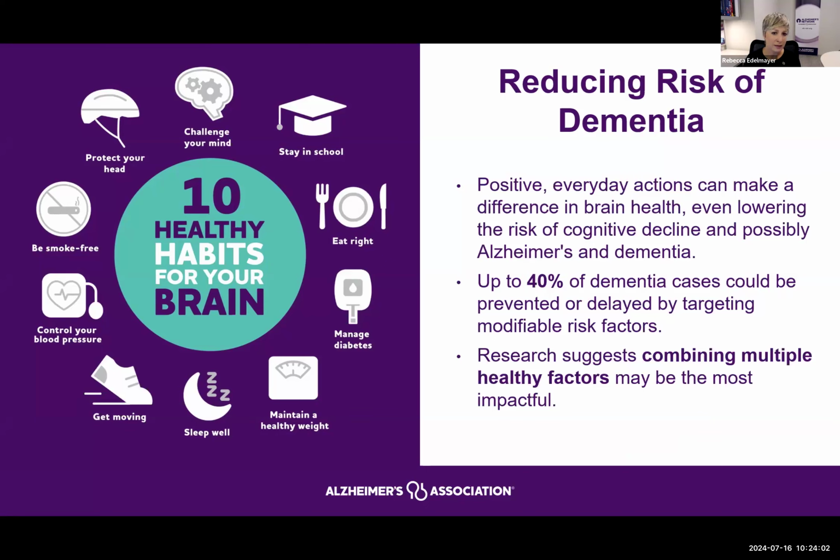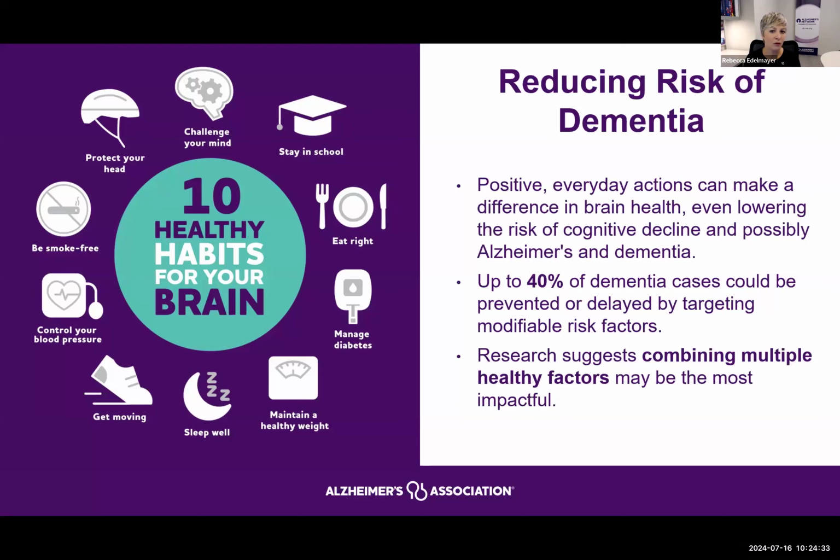Research that's been presented at AAIC and research that continues to be in development has been suggesting that potentially up to 40% of dementia cases could be prevented or delayed by targeting some of these modifiable risk factors. So the Alzheimer's Association does have something called 10 Healthy Habits for Your Brain. This is based on the evidence that is existing today. And these are different types of healthy habits that we're encouraging people to try to incorporate across our life course.